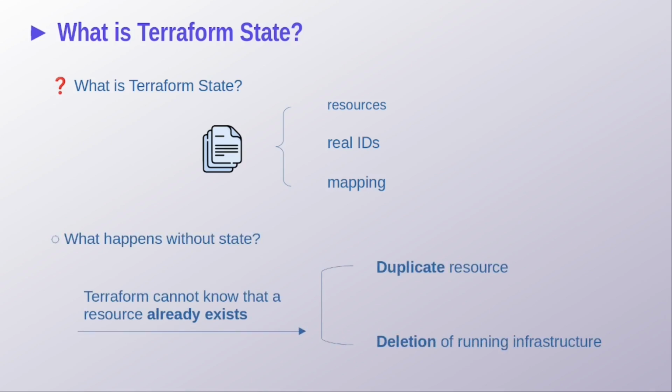What happens if there is no state? If Terraform has no state, it cannot know what already exists, what was created before. This can cause duplicate resources, accidental deletion, or broken infrastructure. Without state, Terraform is blind. That is why state is the foundation of Terraform.